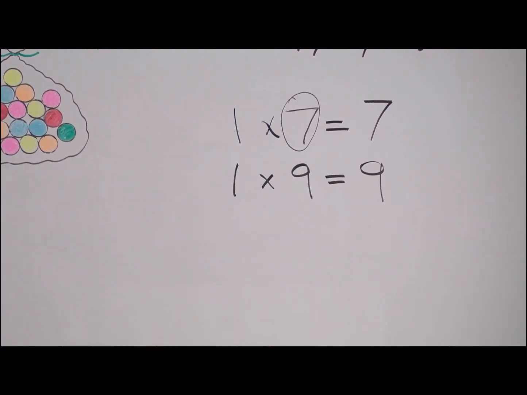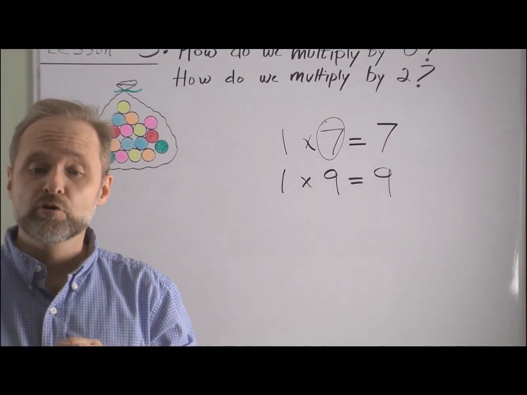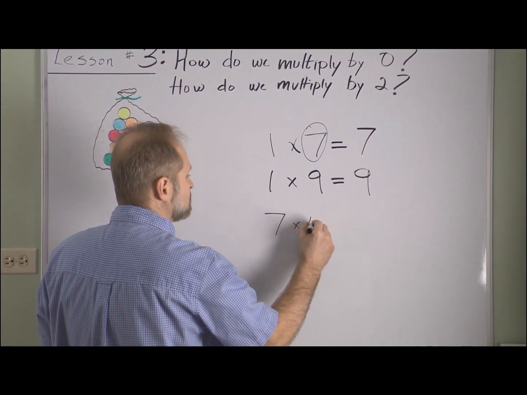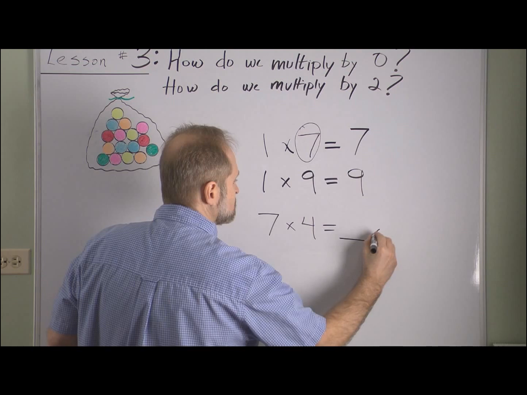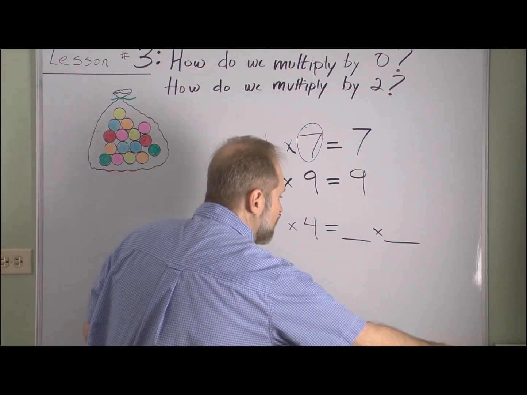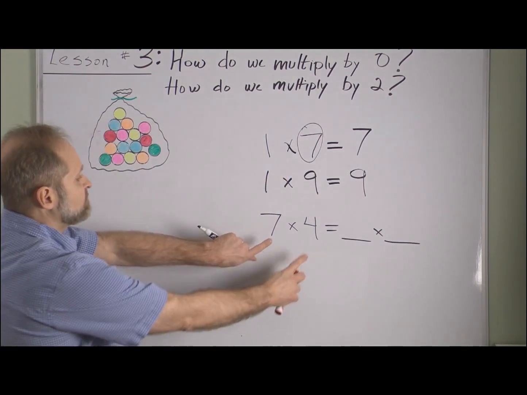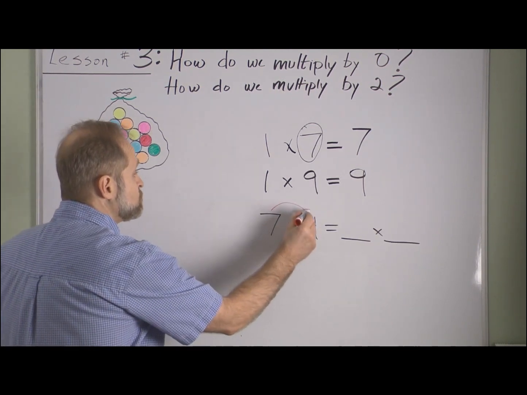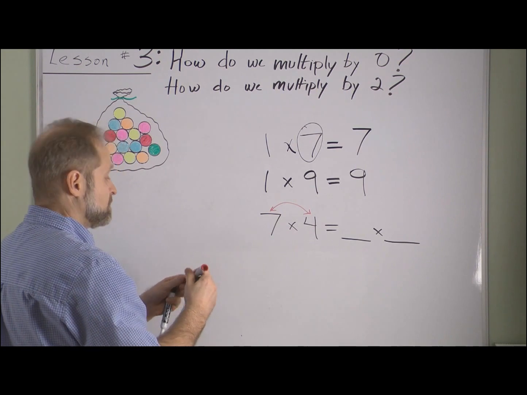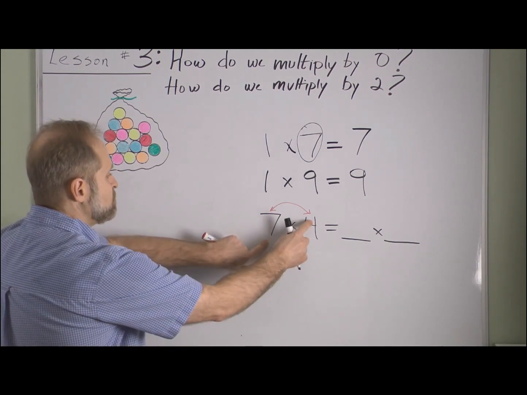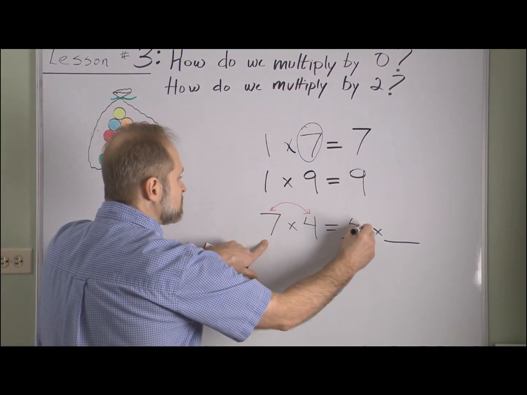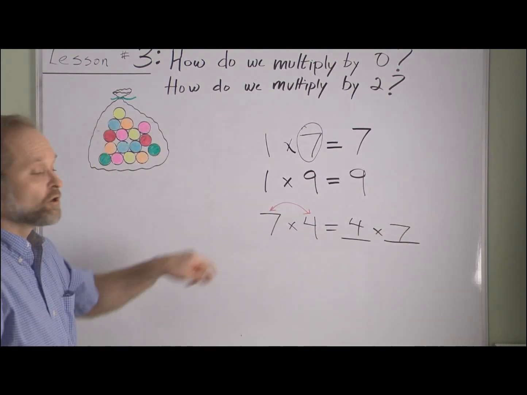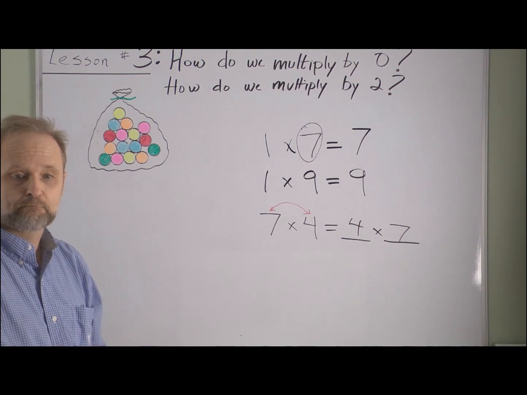Commutative property of multiplication. Let's review that very, very briefly. Our commutative property said that if we have two numbers that are being multiplied, we can switch the order of the two numbers if we would like. And so what I'm going to do is move the 4 up to the front, and then the 7 goes to the back. That's our commutative property of multiplication.